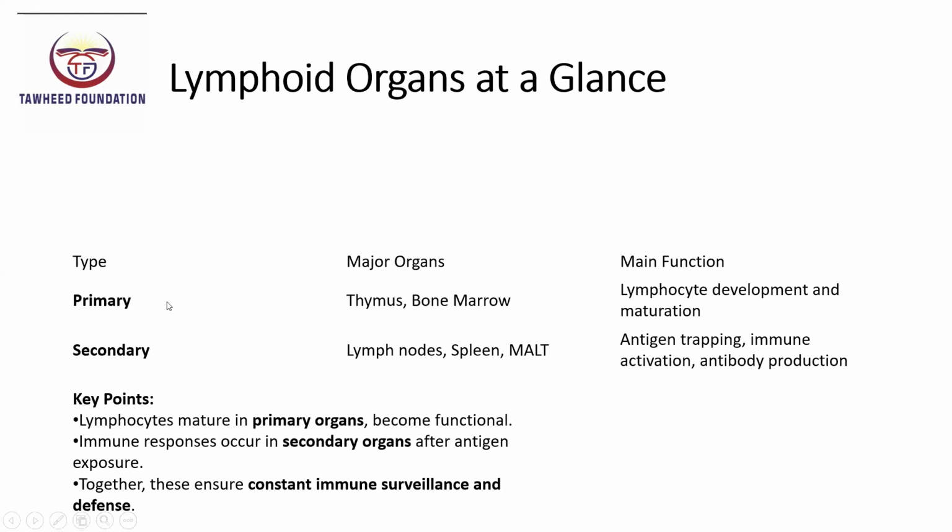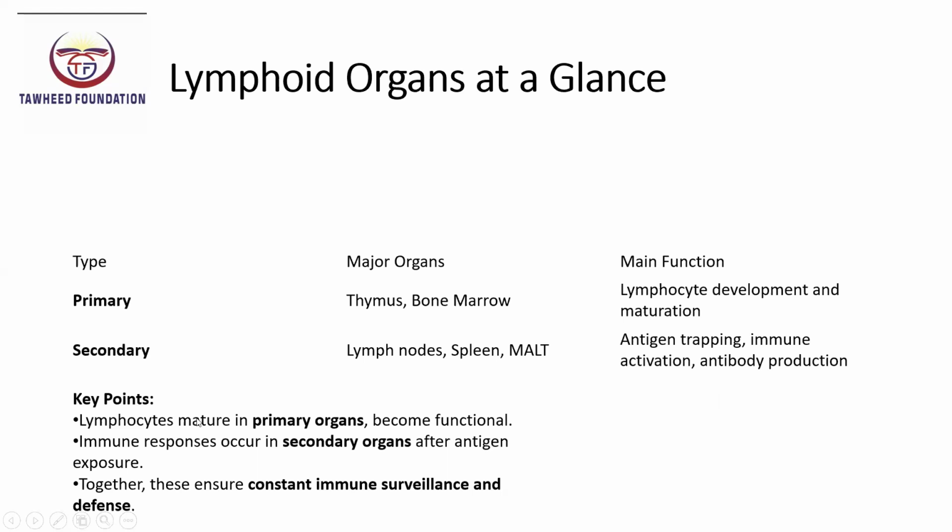First is primary lymphoid organs. The thymus and bone marrow are the developmental sites where immature lymphocytes become immunocompetent. Second is secondary lymphoid organs, that is lymph nodes, spleen, and MALT, where these mature lymphocytes encounter antigens, activate, proliferate, and mount immune responses. So, together, these organs maintain immune readiness. The primary organs generate soldiers, while the secondary organs are the battlefields where the immune wars are fought and won.